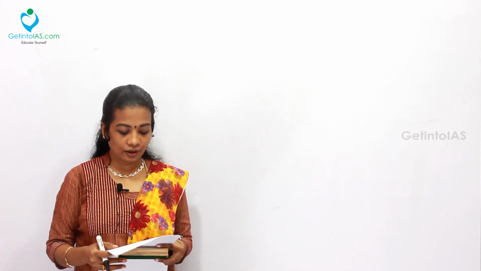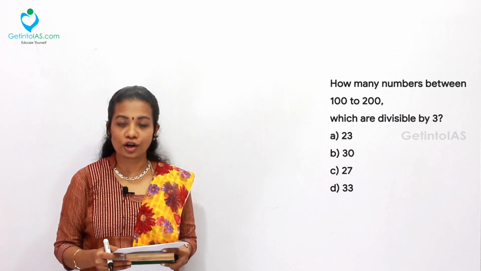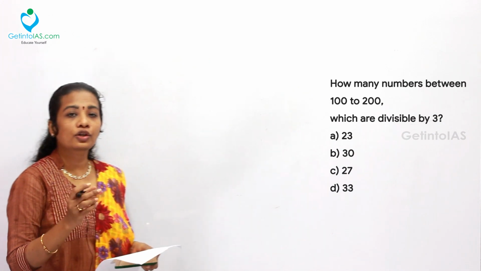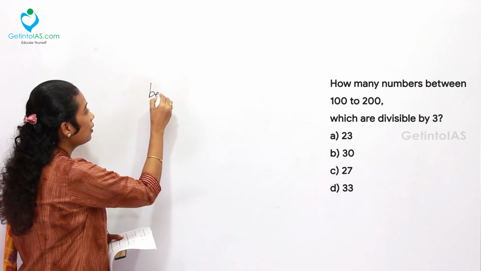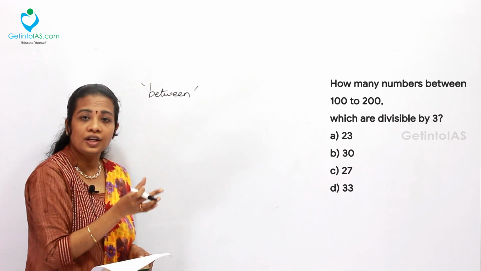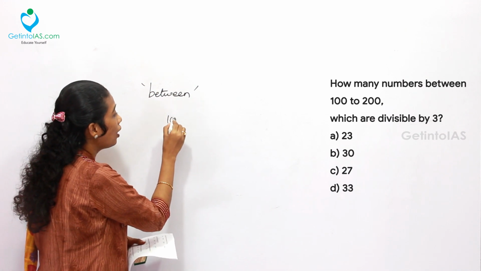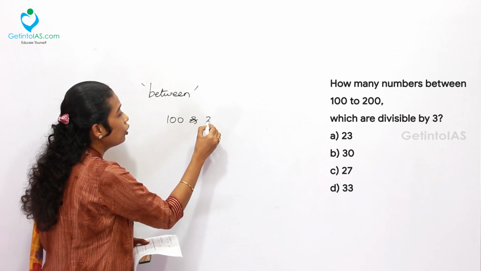The next question: how many numbers between 100 and 200 are divisible by 3? Here you want to note the keyword between. The word between refers to those series where, in the list, you should not include 100 and 200.